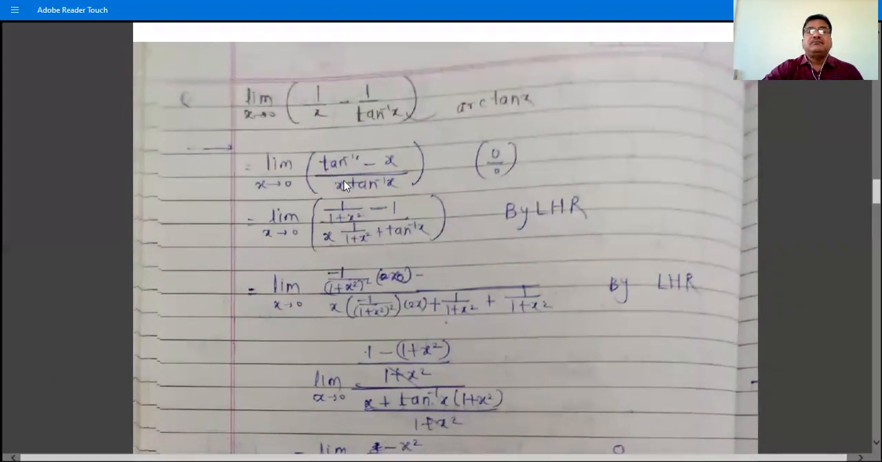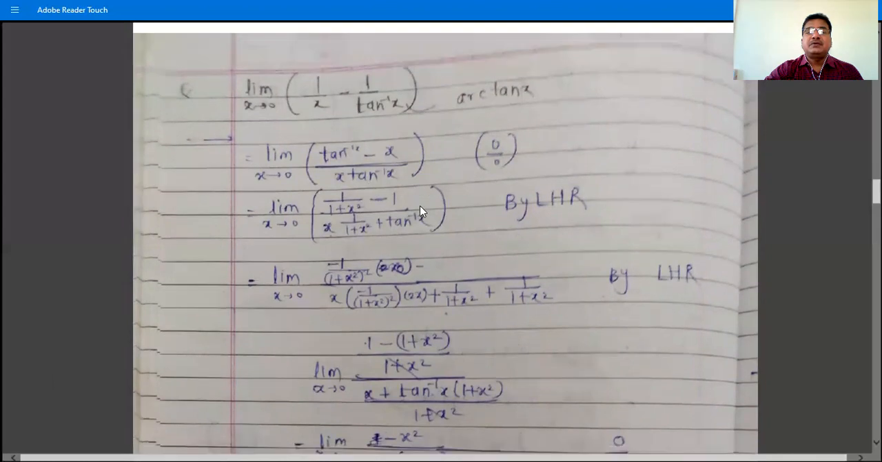So if you find the limit of this directly, then this is infinity and this is infinity. So infinity minus infinity form. So x into tan inverse x as LCM. So we have tan inverse x minus x as numerator. Then we have 0 by 0 form. So tan inverse 0 is 0, minus 0, divided by 0, 0 by 0 form.